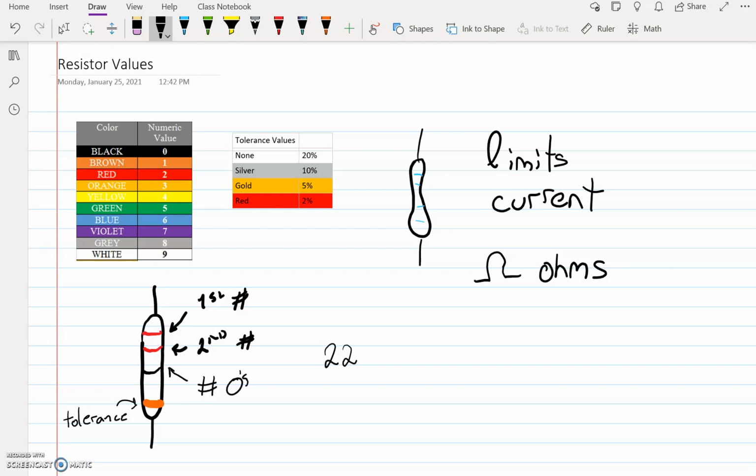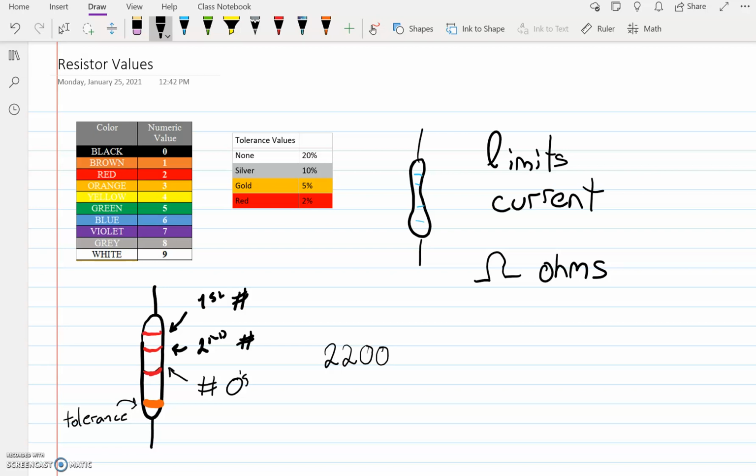Now, if I were to change that, I'm going to change this for a minute to make it a bit easier to read. This band is now red also. That means it's 2 again. You do not write down 2 as the value. The third value always indicates the number of zeros. So it's 2 zeros. So 2,200 ohms.